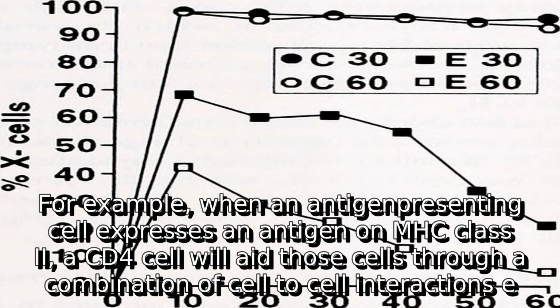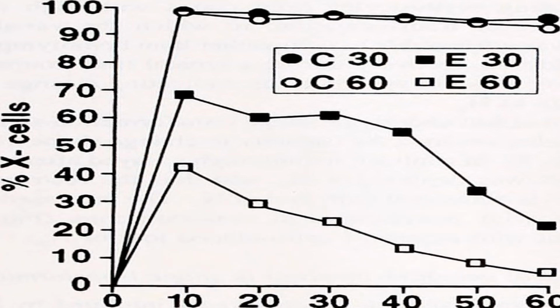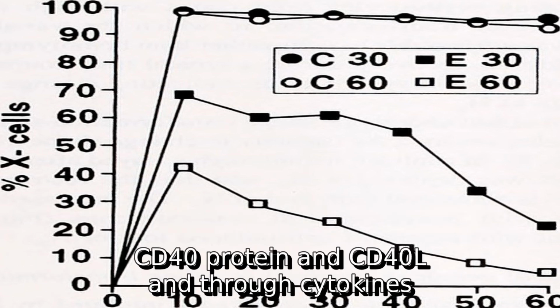For example, when an antigen-presenting cell expresses an antigen on MHC class II, a CD4 cell will aid those cells through a combination of cell-to-cell interactions, e.g., CD40 protein and CD40L, and through cytokines.